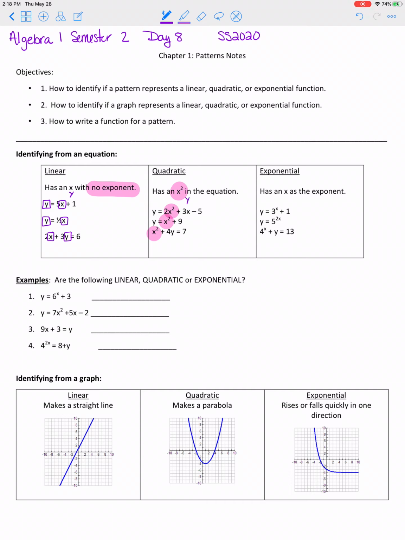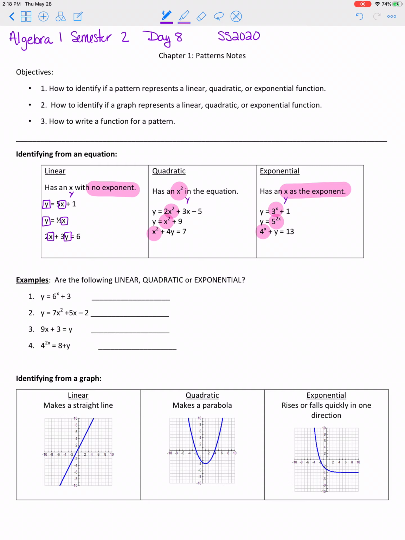For exponential, we still have that regular y, but now x is the exponent. So with this quadratic, the x is the base, but with exponential, x is now the exponent. So when you see x up there as the exponent of a numerical base, that's when you're going to have an exponential function. So take a minute, pause the video, let's do a check for understanding.